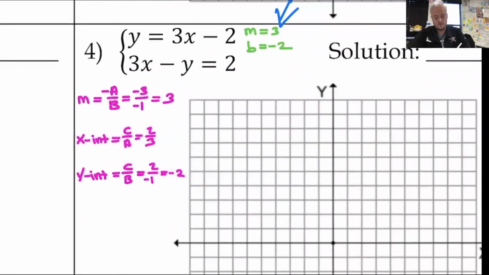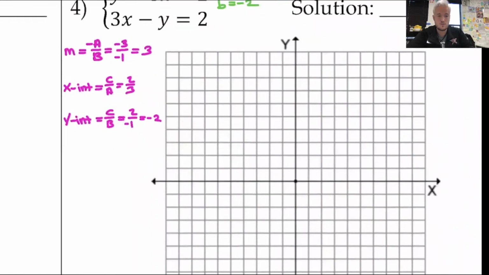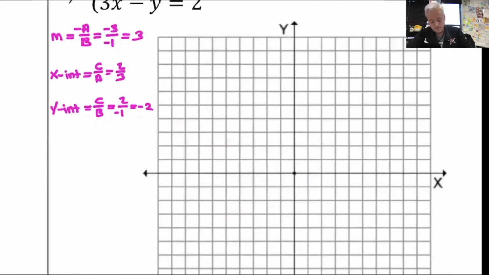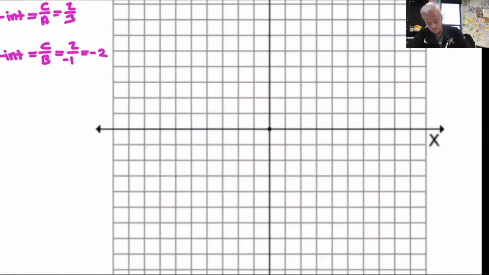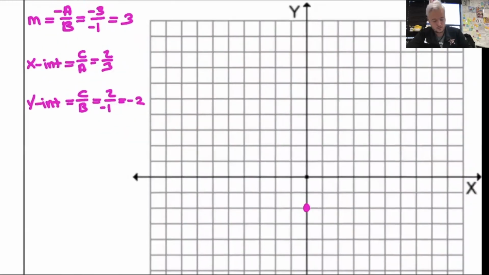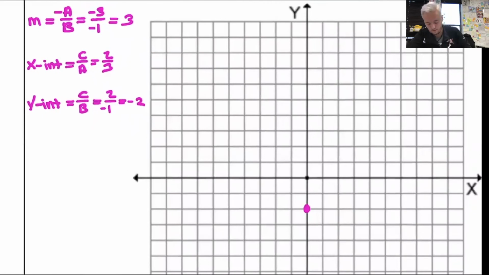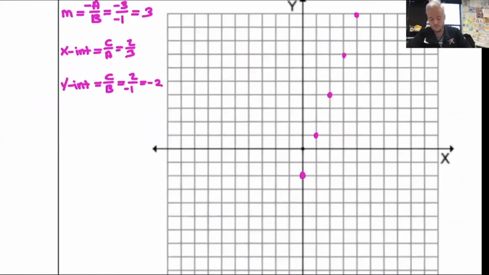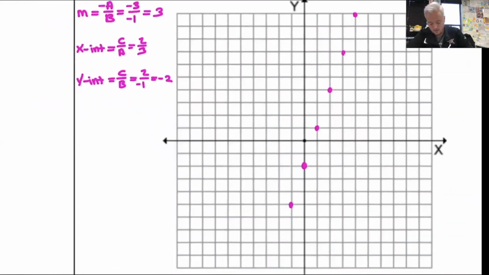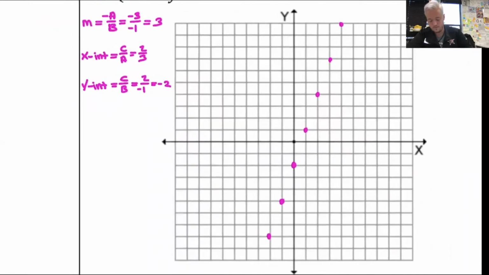All right, so let's go ahead and do this pink or purple or whichever one it is. So start at -2 and do a slope of 3. So up 3 and right 1. Up 3, right 1, up 3, right 1, up 3, right 1. So to go the other way, down 3, left 1, down 3, left 1.